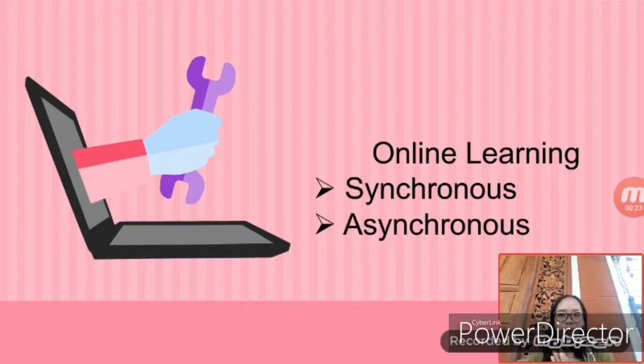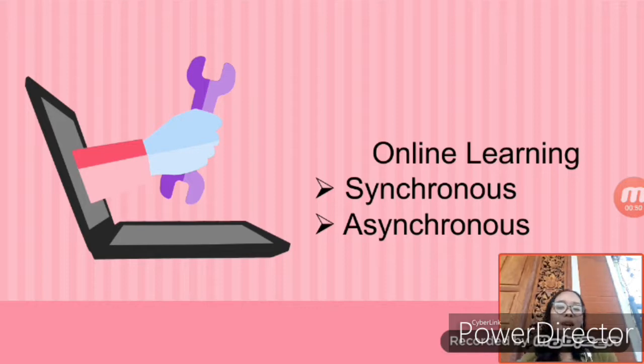Online learning is an online course that uses internet and electronic media to learn instead of physical classroom. Online learning uses a platform and there is a system in it. For example, we use Schoology as the platform and then YouTube and website as the learning source.